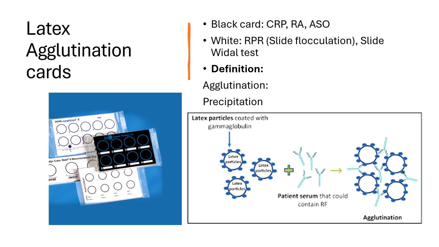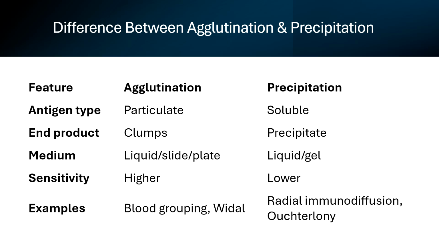The black card is used for the diagnosis of CRP, RA or ASO because these show white agglutination, which can be easily picked up on a black card. However, the white card is used for the slide Vidal test as well as RPR. One thing to remember here is that RPR is a slide flocculation test rather than an agglutination test, because the precipitation remains suspended in the solution rather than settling down.